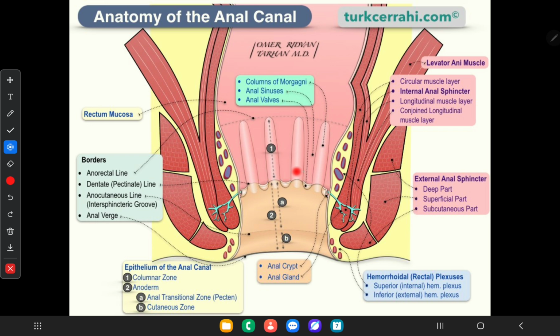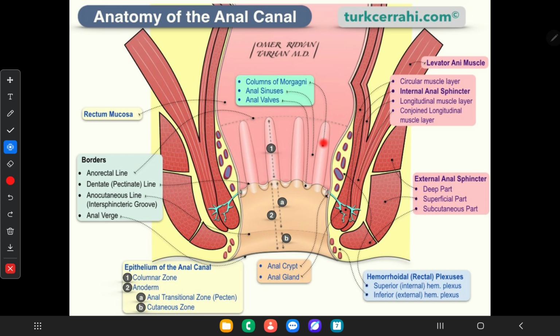Each column of Morgagni contains terminal radicles of the superior rectal artery and vein. These terminal radicles are well developed in the left lateral, right posterior and right anterior positions. Therefore, piles are more common at these three sites. What are those three sites? The left lateral, right posterior and right anterior positions.